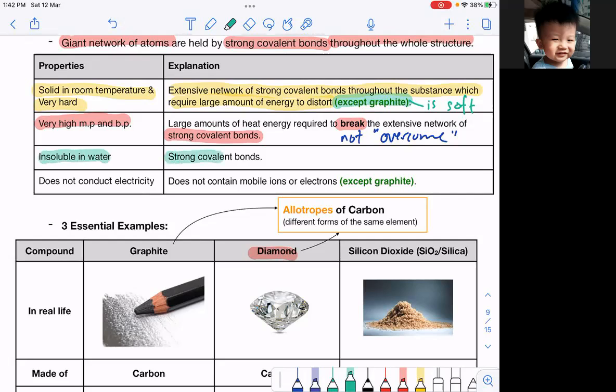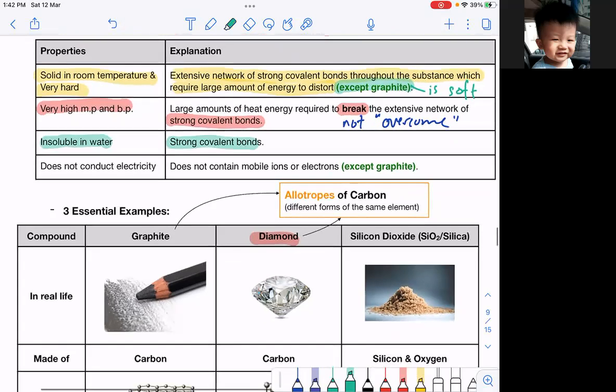Now, it's insoluble in water. Same thing, covalent bonds are very tough, you cannot do much to it. Last point, does not conduct electricity. You ask yourself the same question: will diamond have any spare mobile electrons and ions? Answer is no. But again, graphite can conduct.